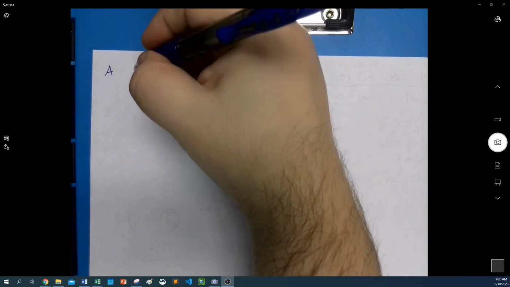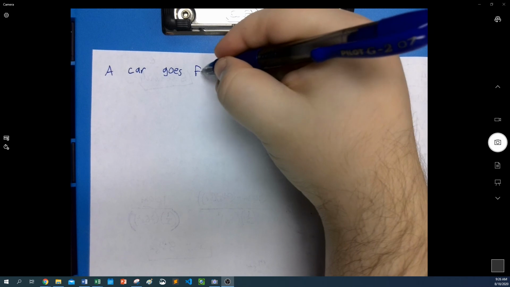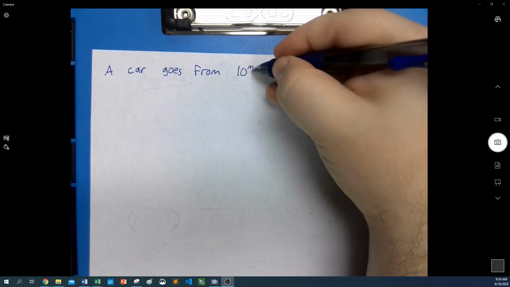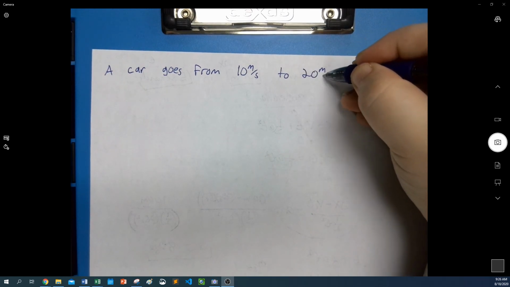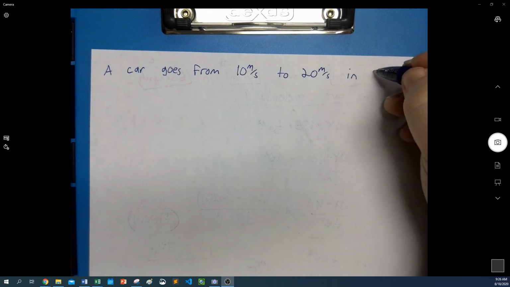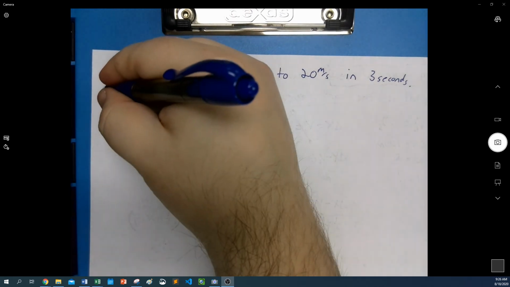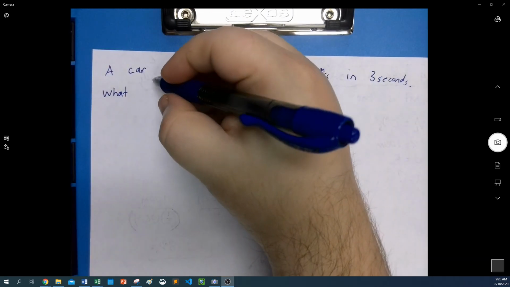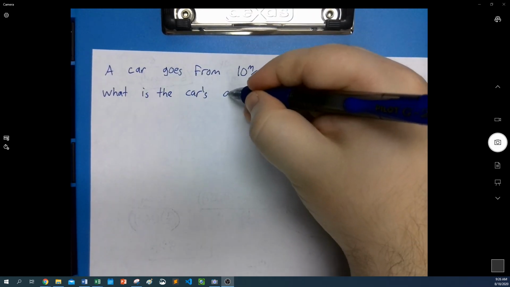So let's do another example. A car goes from 10 meters per second to 20 meters per second in 3 seconds. What is the car's acceleration?